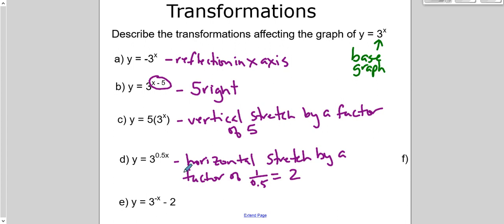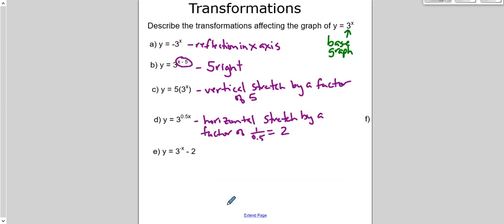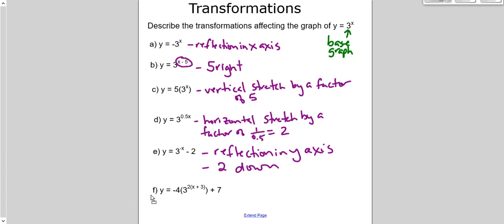We have a couple of things going on here. We have this negative in front of the x. So that negative in front of the x is a reflection in the y-axis. And then subtracting 2 means 2 down. Okay, so we've seen everything. We've seen all different transformations happening there. So let's say we put it together.